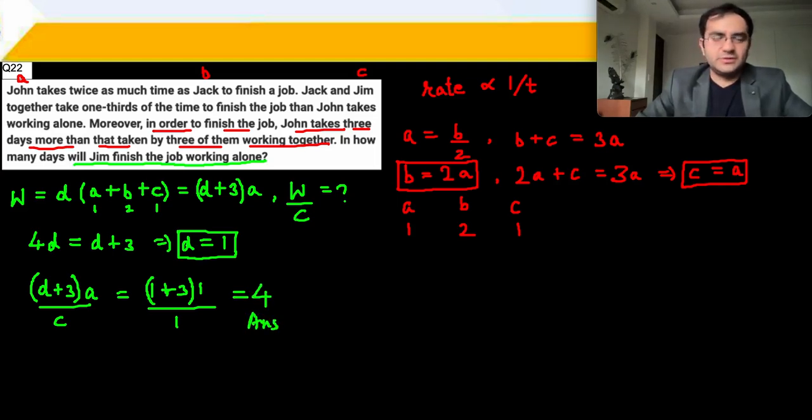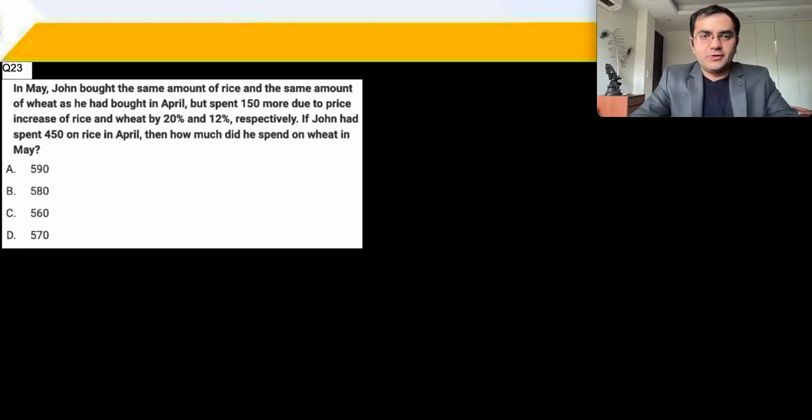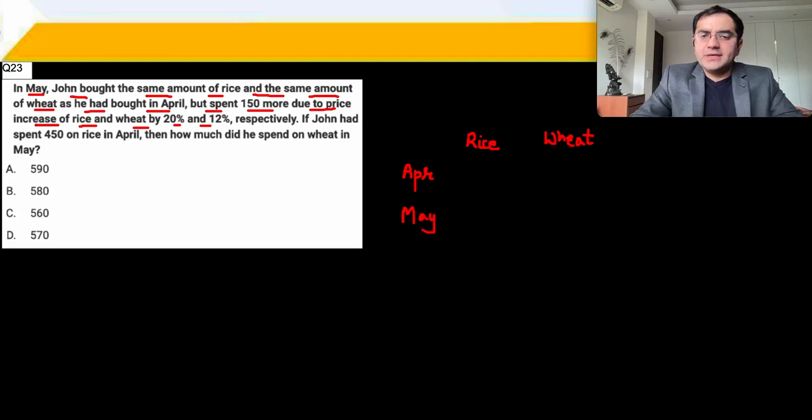Very straightforward question. Very simple question on profit and loss. In May, John bought the same amount of rice and same amount of wheat as he bought in April, but spent 150 more due to a price increase of rice and wheat by 20% and 12% respectively. So we can take rice, we can take wheat prices in April and May. Let me take the prices in April as 100 R for rice and 100 W for wheat. They have increased by 20% and 12%. It becomes 120 R and 112 W.